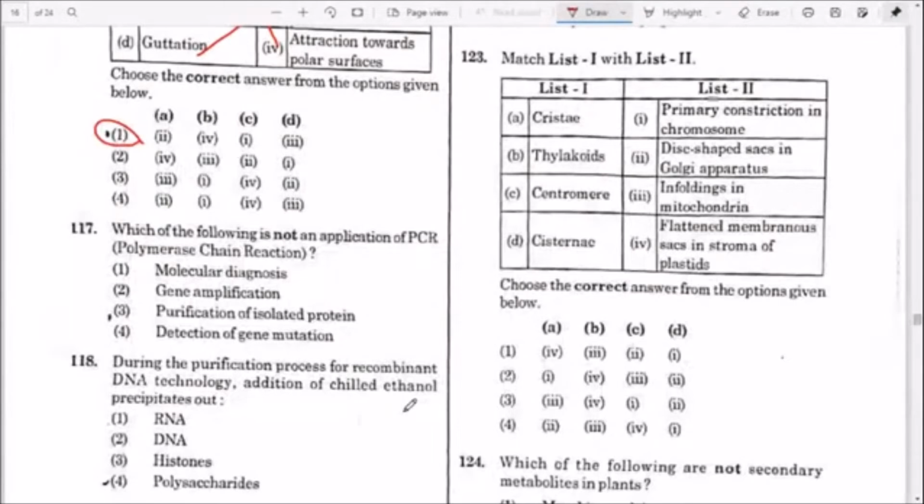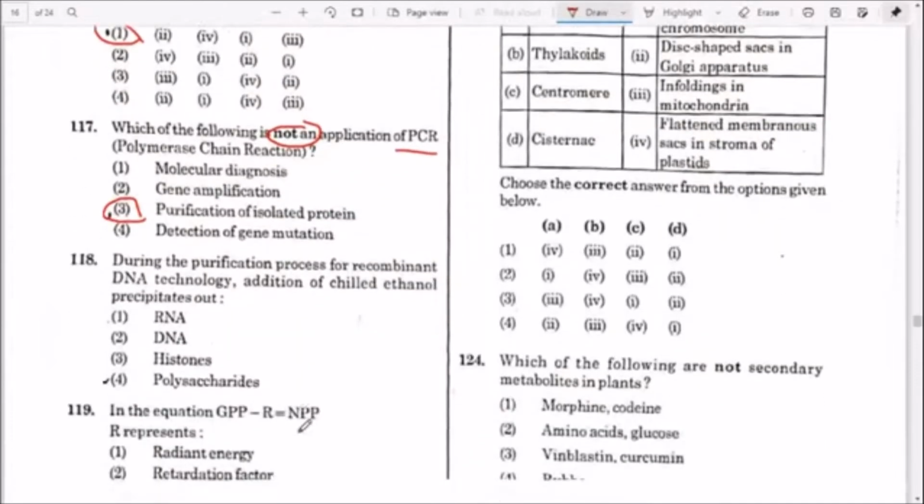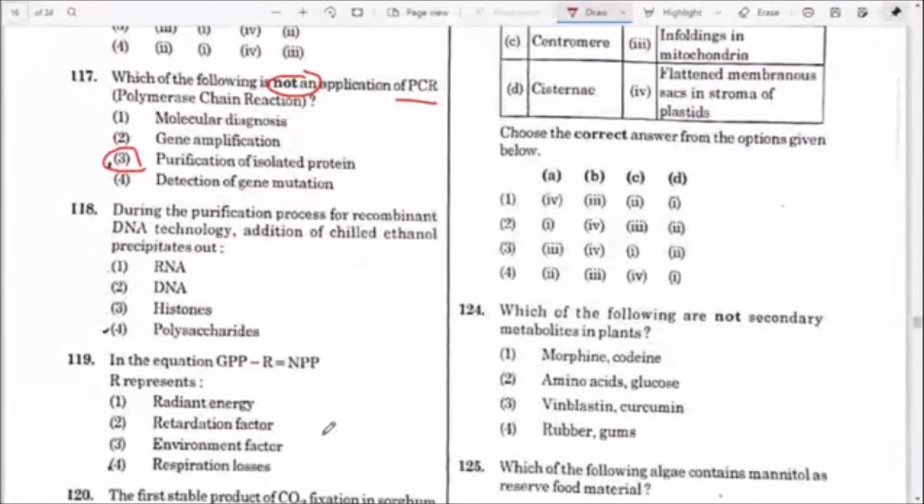Next, which of the following is not, dear students, please pay attention, not an application of PCR, polymerase chain reaction? Molecular diagnosis, gene amplification, purification of isolated protein, and detection of gene mutation. So purification of isolated protein, no, we are not going to purify by this method. So option 3 is the correct option, students. Next, question number 118. During the purification process for recombinant DNA technology, addition of chilled ethanol precipitates out the DNA. So option 2 is the correct option, students.